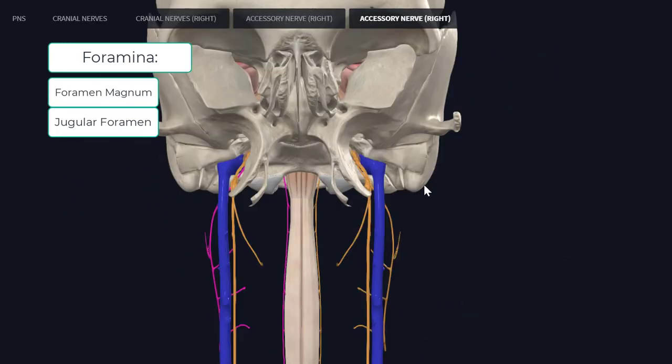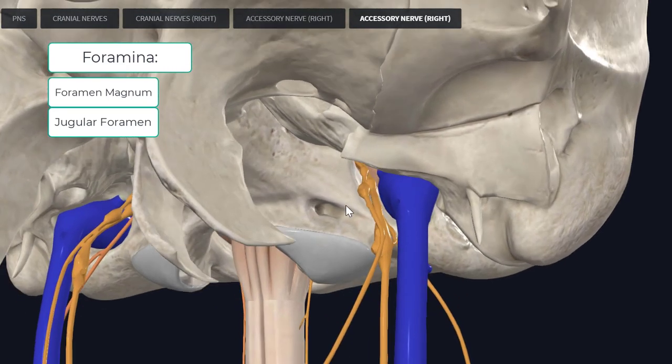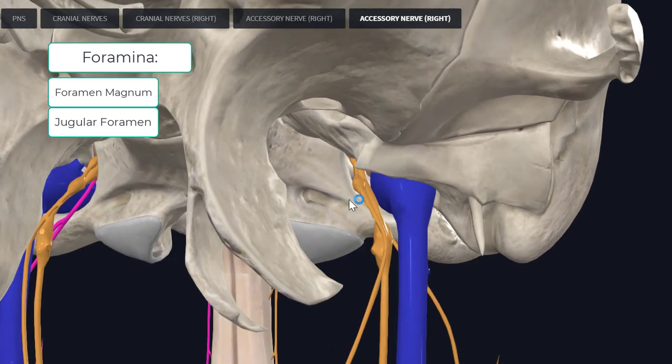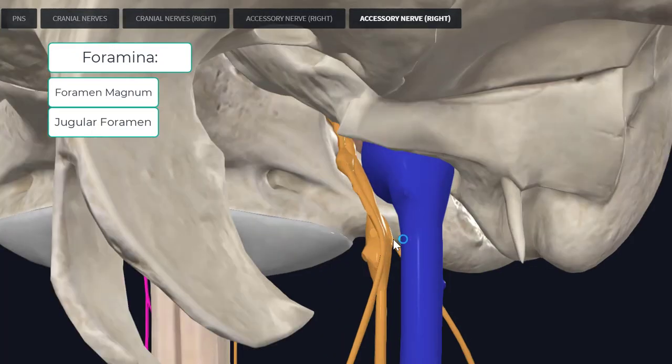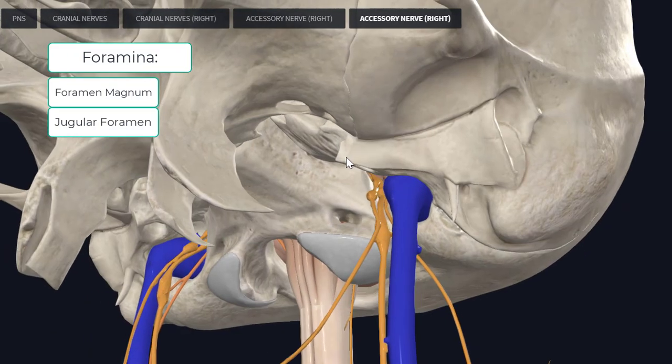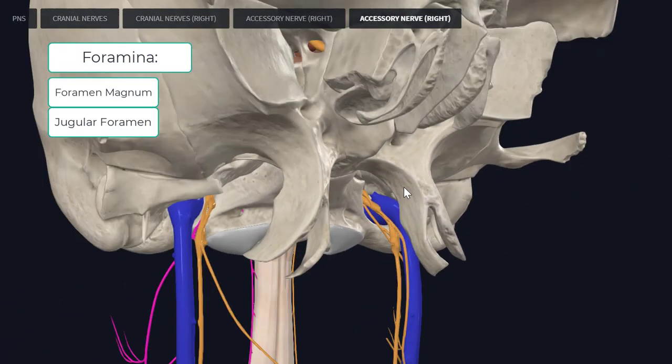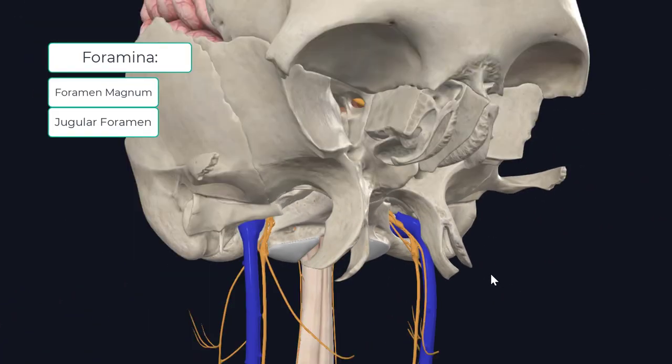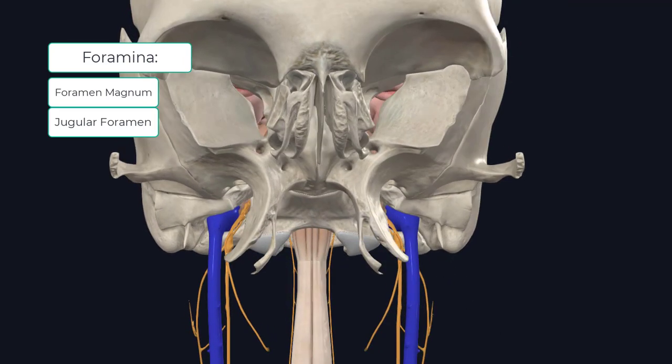Except for the internal jugular veins, through the jugular foramen exit three pairs of cranial nerves. One is number 9, number 10, and number 11. I'm not going to go into details in this video, but in the future, obviously.